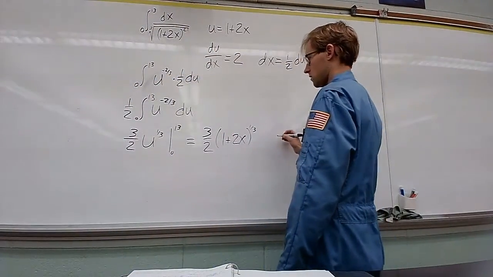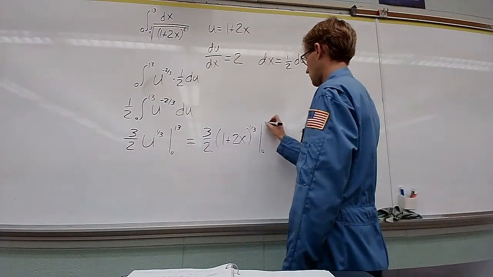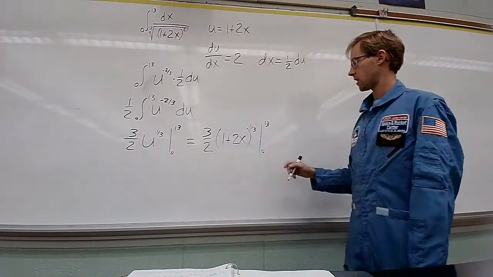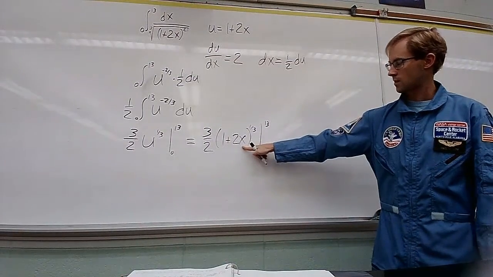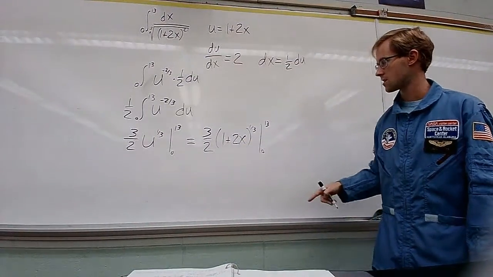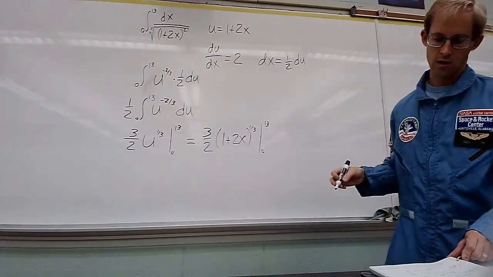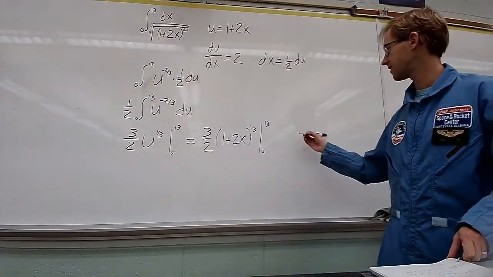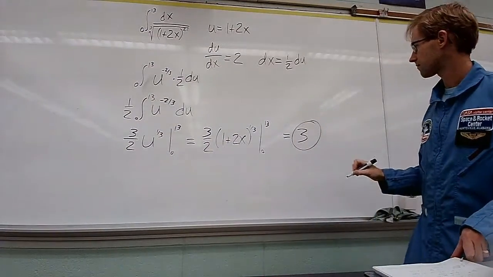And then there's this, from 0 to 13. So then you would plug in 13 here, and then from that you would subtract, and then you would plug in 0 there, and you would get a number. In the end, that number should end up being 3. Yeah. No. Almost, but no.